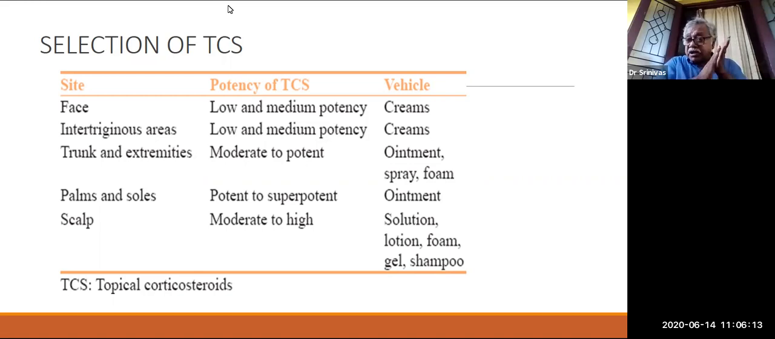Likewise, palms and soles have very thick skin. So here you will have to apply a more potent topical steroid, or over the back, you will have to apply a more potent topical steroid.